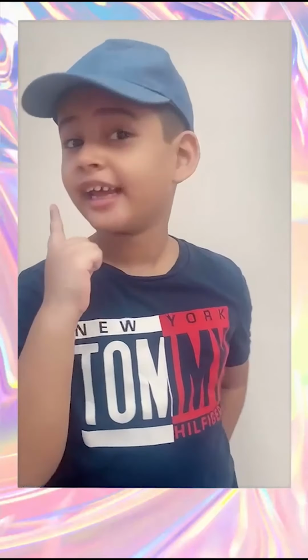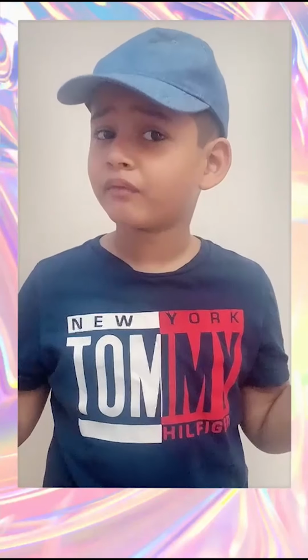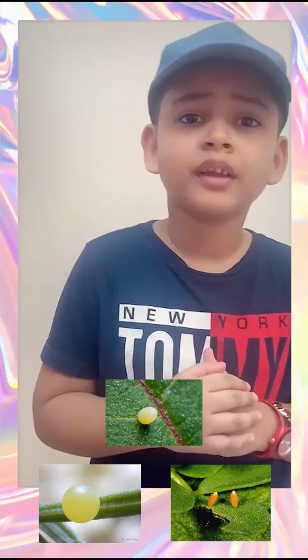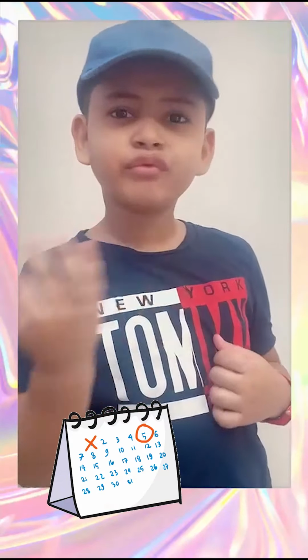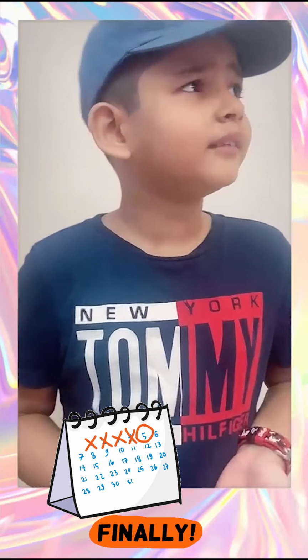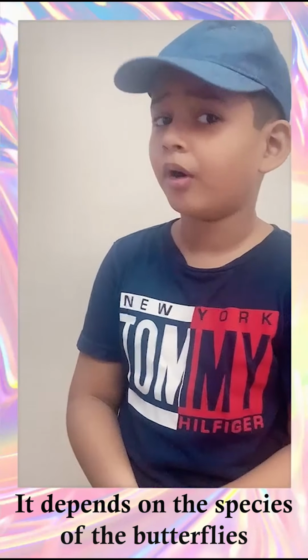The first one is a female butterfly lays an egg on a leaf of a plant. The egg could be round, oval or cylindric. It could be smooth, rough. It depends on the species of the butterfly. So some may take few weeks or some may take warm weather to hatch. It depends on the species of the butterfly, friends.